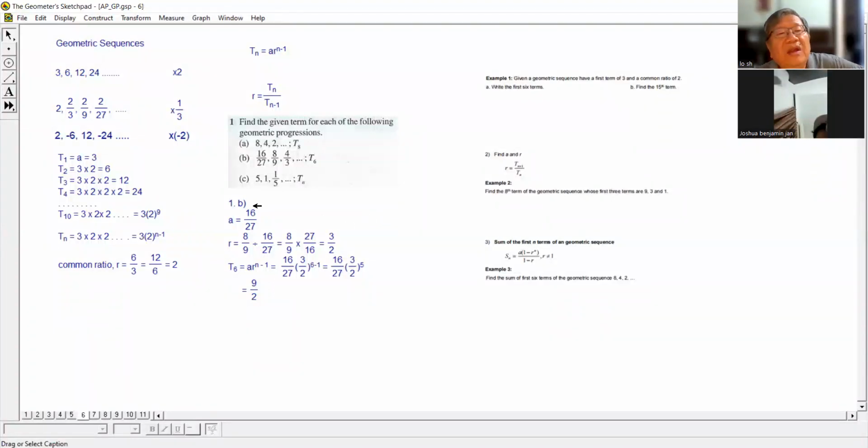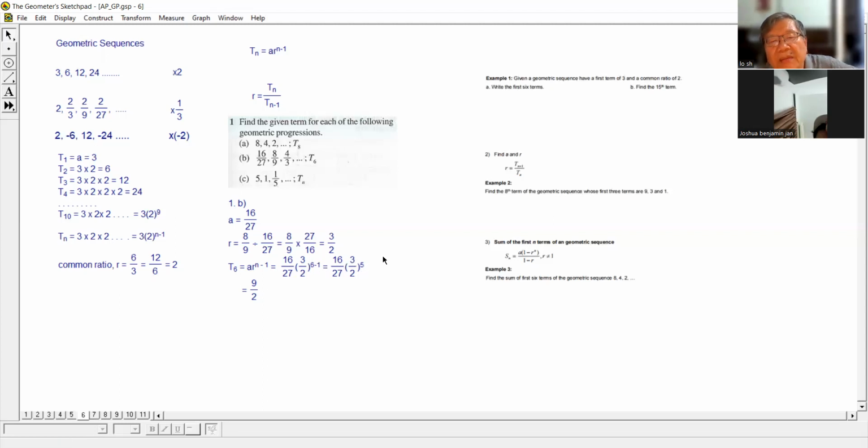Right. So now they want to find T6. T6, use the formula what? AR to the power of n minus 1. What is A? A we found out already, 16 over 27. What is R? 3 over 2. What is the n minus 1? 6 minus 1, which is 5.